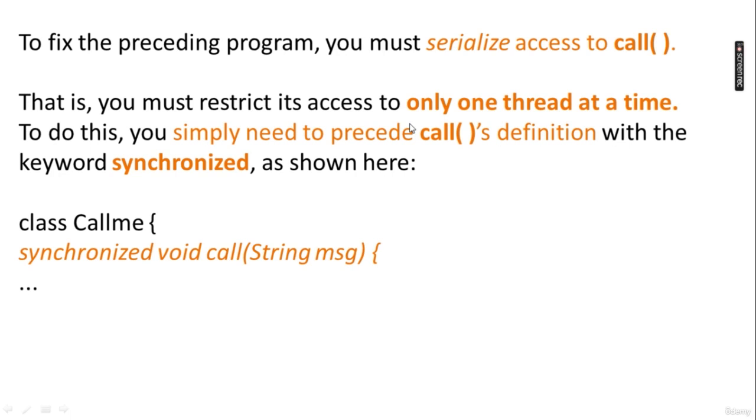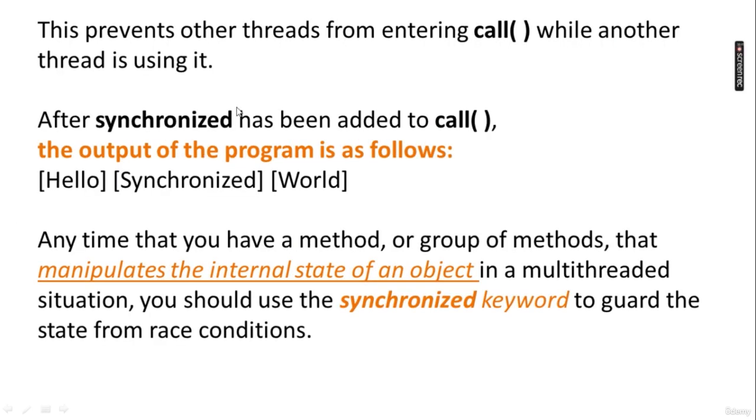To do this, you simply need to precede call's definition with the keyword synchronized. synchronized void call(String message). You just have to use this keyword, as simple as that. This prevents other threads from entering call while another thread is using it. After synchronized has been added to call, the output of the program is Hello Synchronized World.